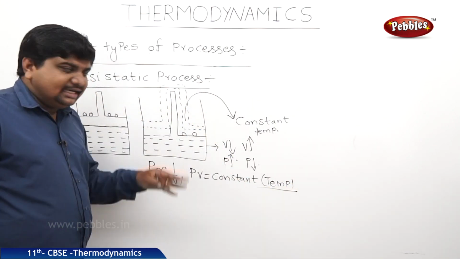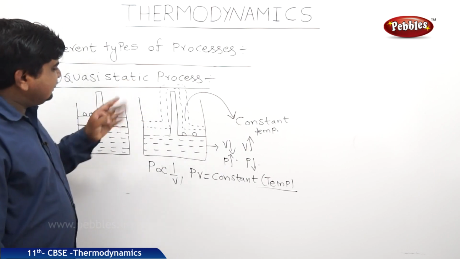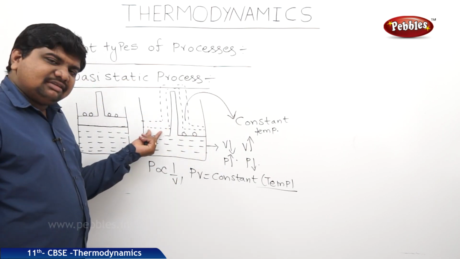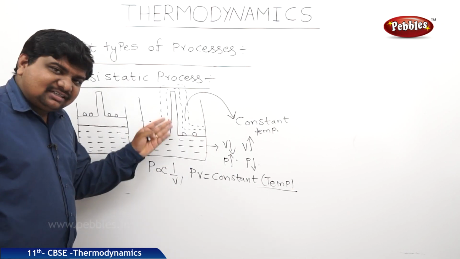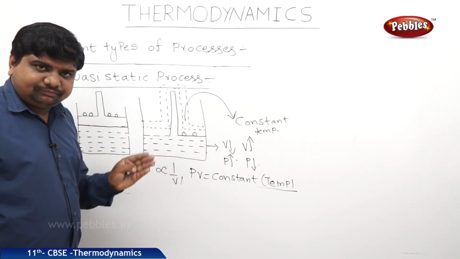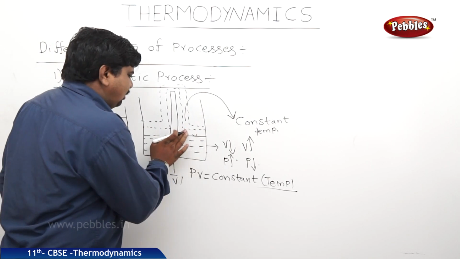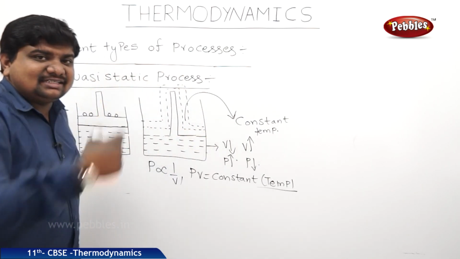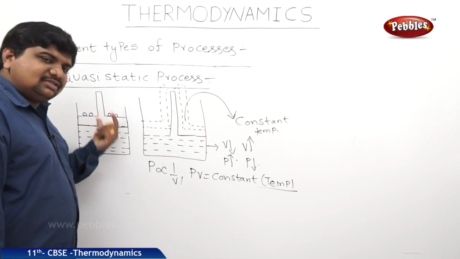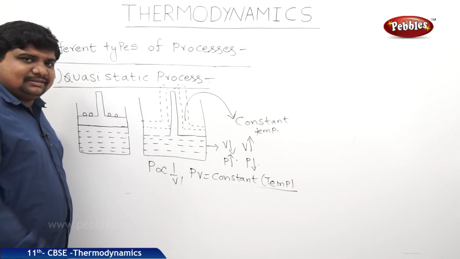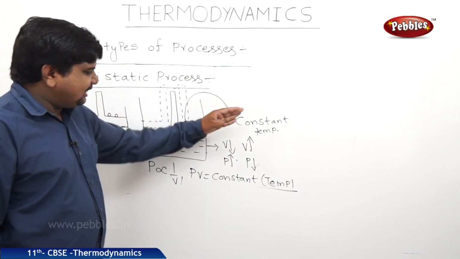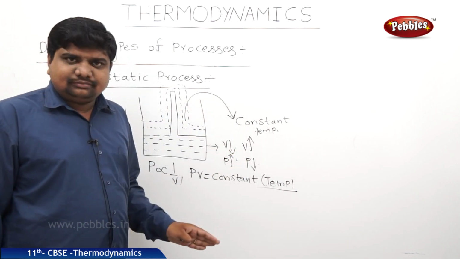This is what really happens in this process, but this is a slow process because we are removing the weights one by one. For expansion or compression, it takes a lot of time. If we remove all the weights at a time, sudden expansion, or if we apply all the forces at a time, sudden compression, it leads to uneven changes in the temperature as well as pressure and volume.